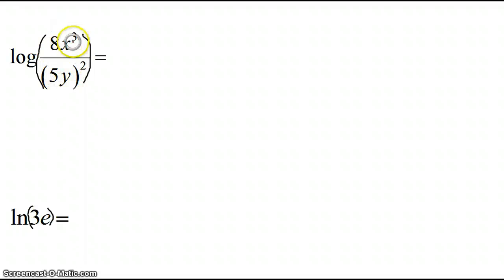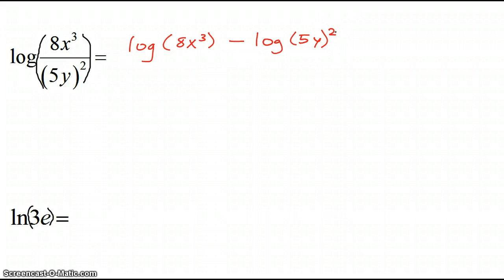So when I look inside here, I ask myself, what is the big picture? And I'm going to say the big picture here is division. So what am I going to change it to? I'm going to change it to subtraction. So I'm going to have the log of 8x cubed and then minus the log of my 5y squared. But of course this isn't done, so now I'm going to go look at this one and I'm going to say, okay, what's still inside this parenthesis? It's multiplication. So I'm going to rewrite it as addition. So the log of 8 plus the log of x to the third power.